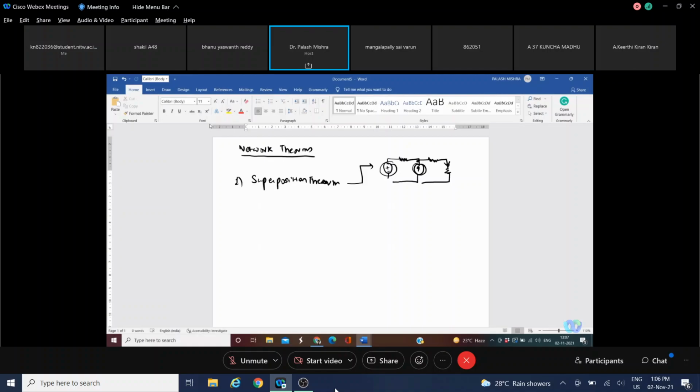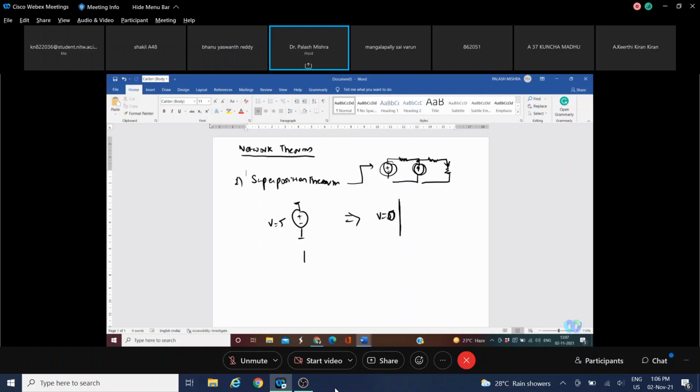What will you do to deactivate the voltage source? Please tell me, anyone? How is the voltage source deactivated? You have to short circuit it. Suppose this V equals 5 volts. On deactivating, this V becomes 0 volts. So this is how you deactivate the voltage source.